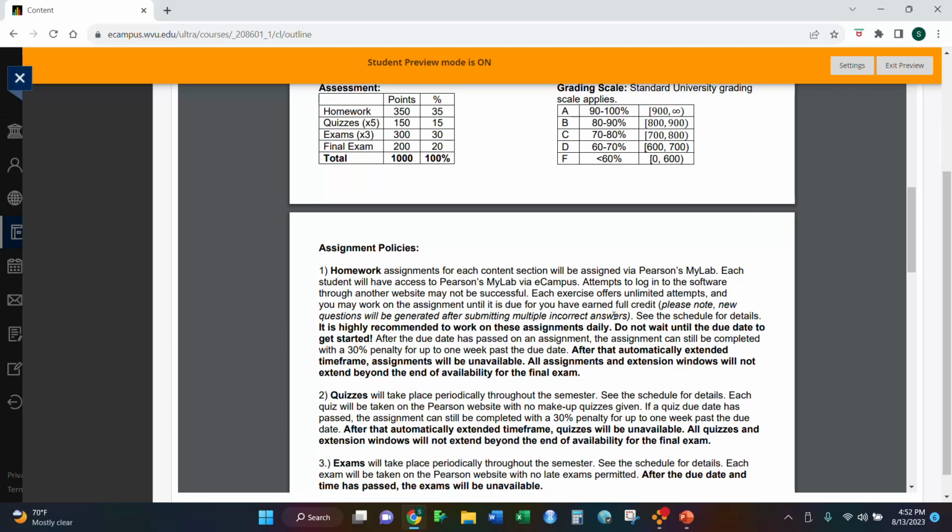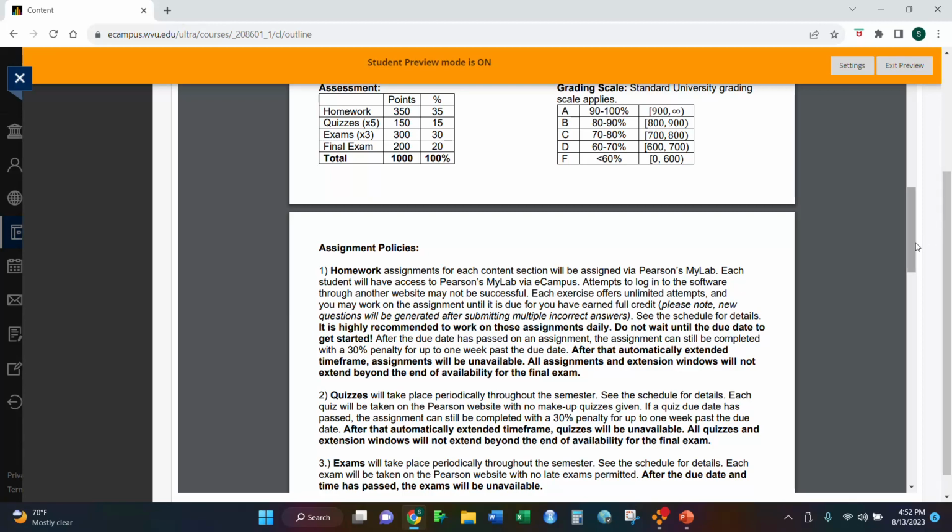So your assignment is due by Sunday at 11:59 p.m., and that is when your homework assignment is due for full credit. For the week after, you can still complete the homework assignment, but it does have a 30% penalty. So if something happens, you're still able to complete the homework assignment.